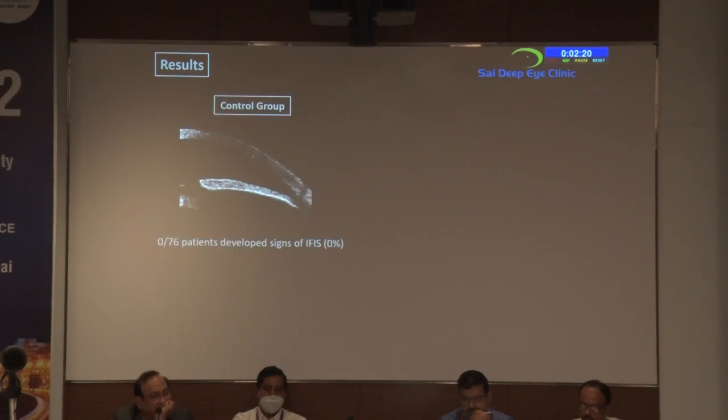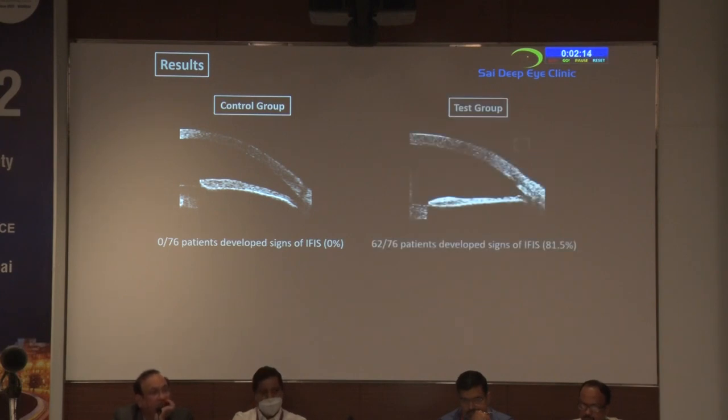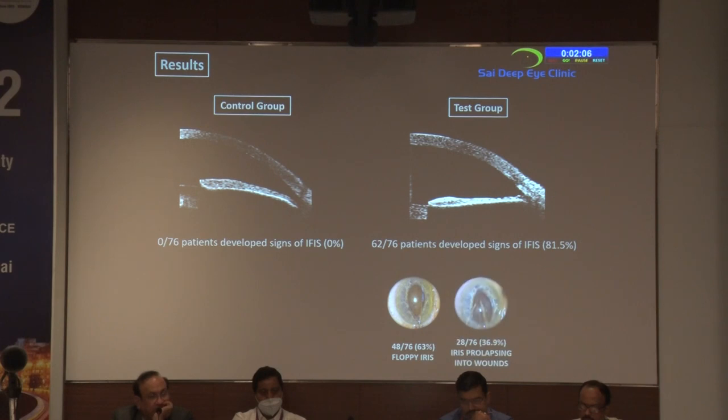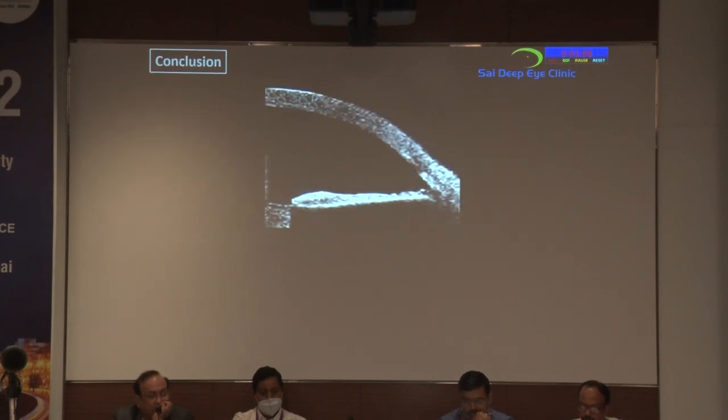So what were the results? We found that in the control group, there were no patients who developed any signs of IFIS. In the test group, 62 out of the 76 patients developed signs of IFIS, out of which 63 had floppy iris, 36 had iris prolapsing into the wounds, and 75 had intra-pupillary constriction.